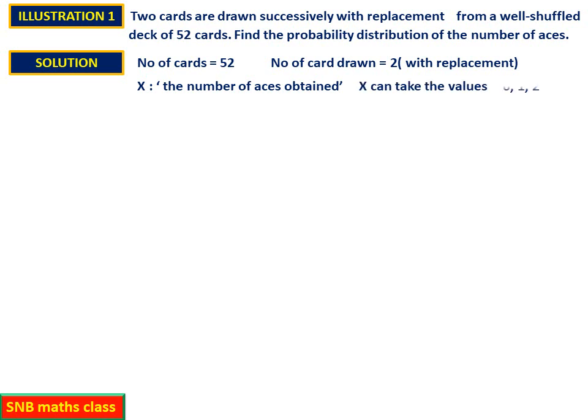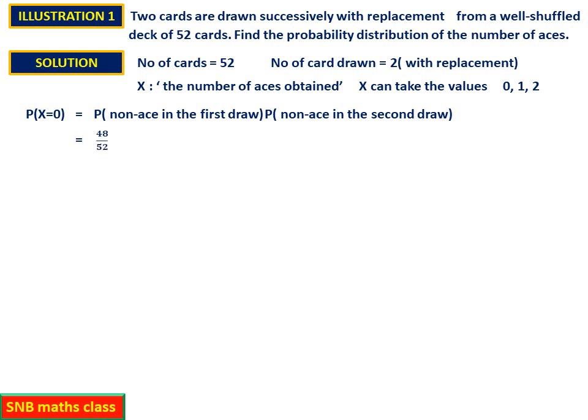So x can take the values 0, 1 or 2. Out of two cards, both may be non-ace, or it can be one ace, or it can be two aces. Now what you have to do is calculate the probability. Probability x equal to 0 means what? So let us write probability of non-ace in the first draw and probability of non-ace in the second draw. So both draws, and you are replacing, please note.